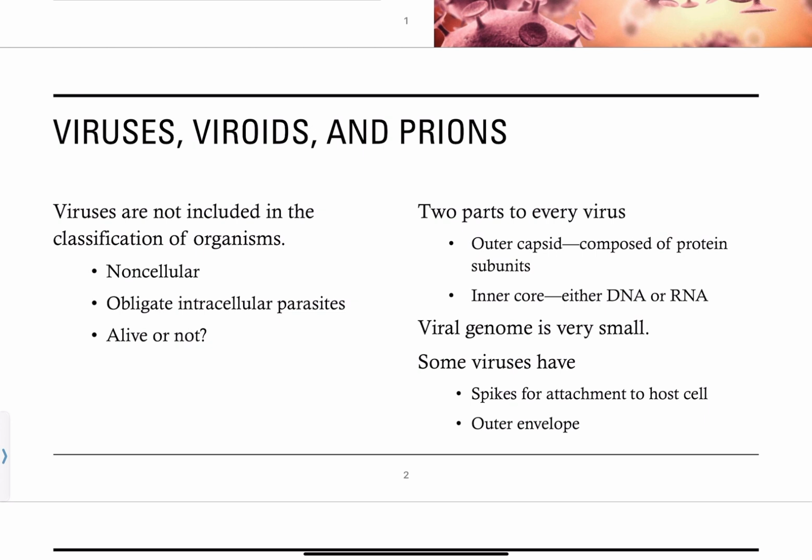It's going to have an outer capsid, which is a protein shell made up of subunits that protect the virus, and then it has an inner core that contains its genetic material, either DNA or RNA, but never both. Compared to cellular organisms, the viral genome is really, really small, often just a handful of genes. Some viruses have extra features like spikes on their surface that help them attach to the host cells, or some have an outer envelope made of pieces of the host's own cell membrane, which helps them sneak into new cells.